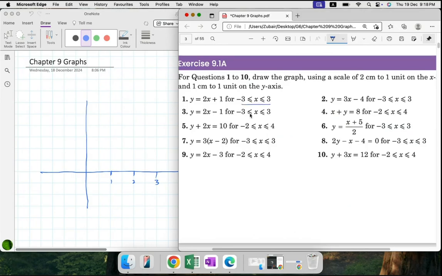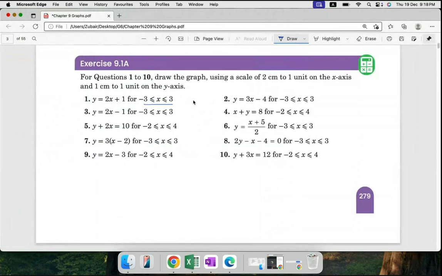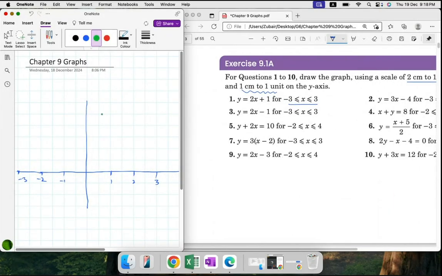It says from -3 to 3. So this is -1, -2, and this is -3. So using a scale of 2 centimeters to 1 unit on the x-axis done, and 1 centimeter to 1 unit on the y-axis. So this is 1, 2, 3, 4, and -1, -2, -3, -4.